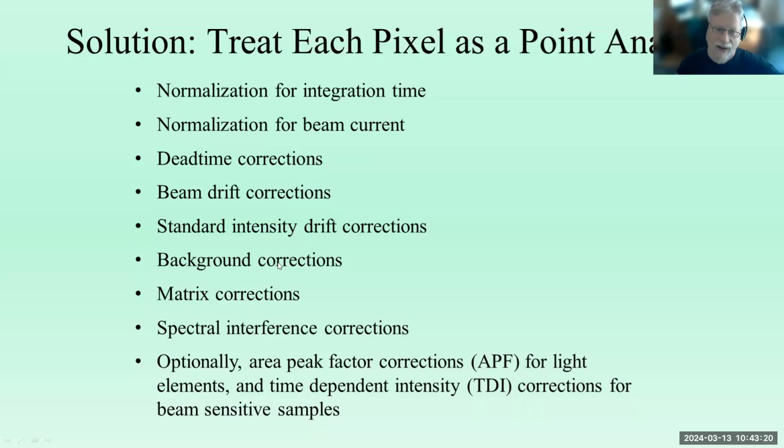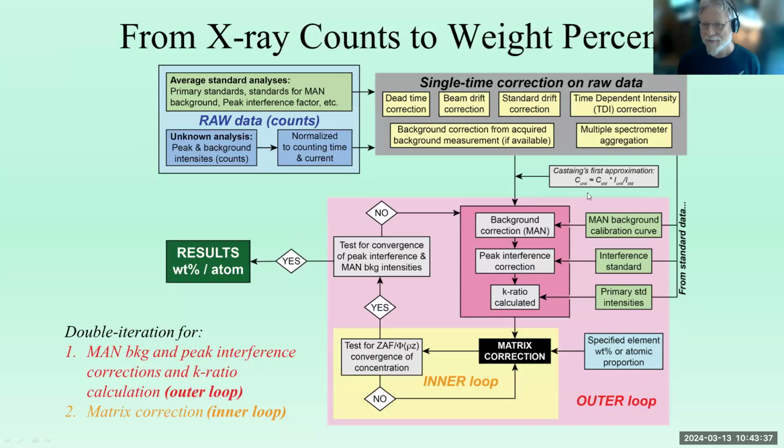We standardize before and after our maps so we can get a drift correction there. We do the background corrections, including some of the very advanced background corrections. We do the matrix corrections and interference corrections. And optionally, we can even do area peak factor corrections for light elements or time-dependent intensities for beam-sensitive samples. And here's a schematic from the paper showing this, and Annette showed a simplified version of this.